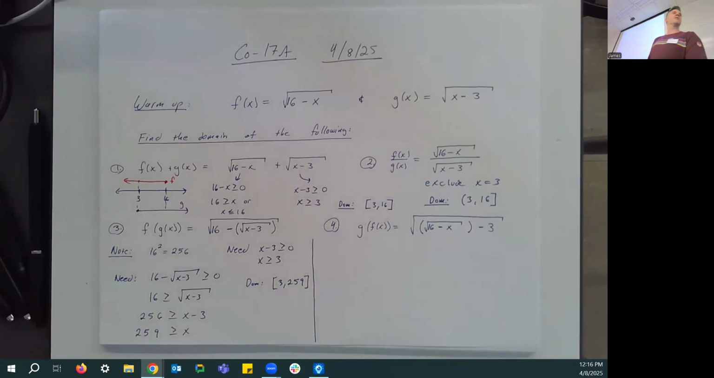For g of f of x, is there an open seat anywhere? There's a chair over there you can grab. I don't see any other desks, unfortunately.